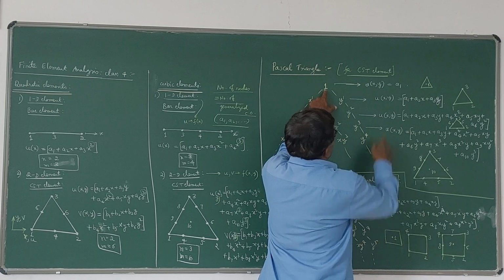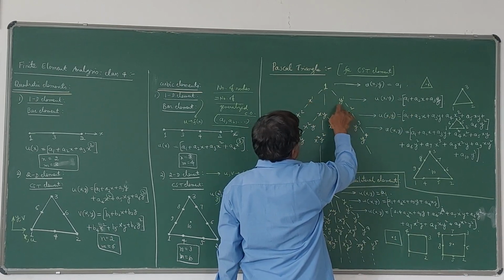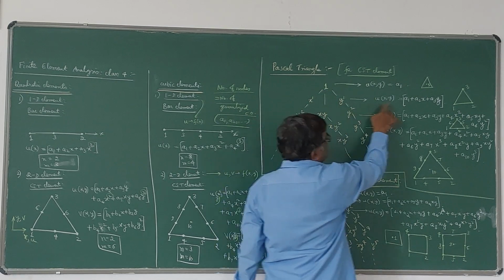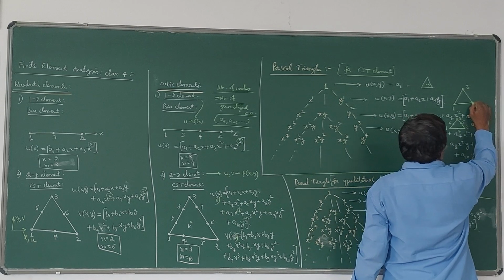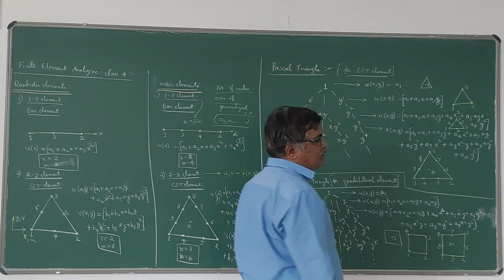So for the first row it is a1, for the second row it is a2x, a3y. So we have to add a1 plus a2x plus a3y. So this corresponds to a 3 node CST element. So 3 node CST element.